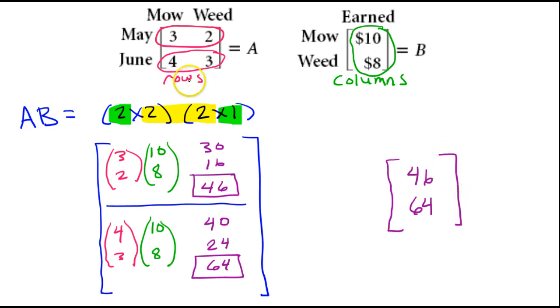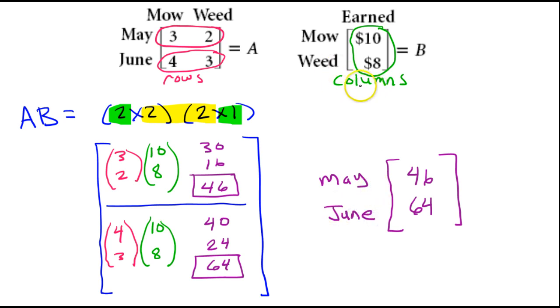Now, this will make more sense, the meaning of it, if we label everything. So remember that the rows came from the first matrix. So we will take the labels from the rows of the first matrix. So the row labels from the first matrix are May and June. So that means we must be looking at May and June in our final answer.